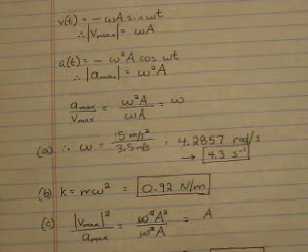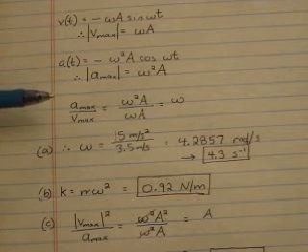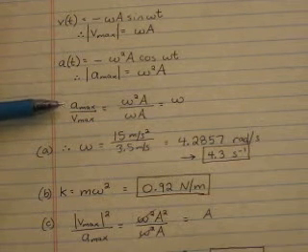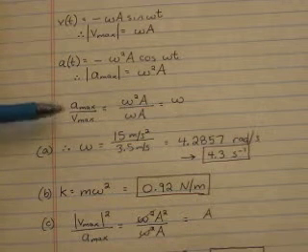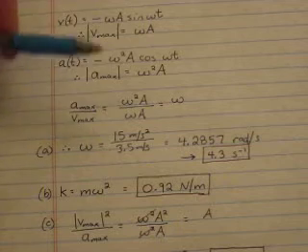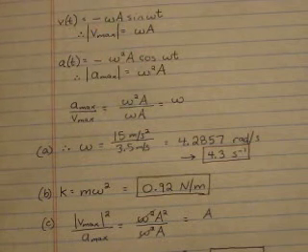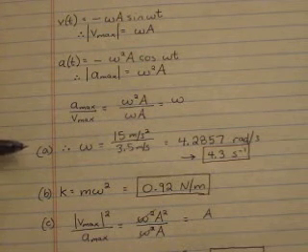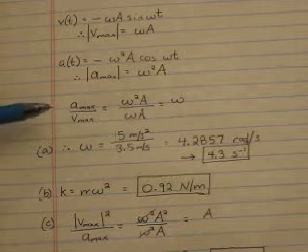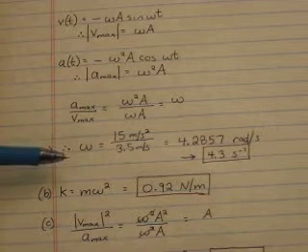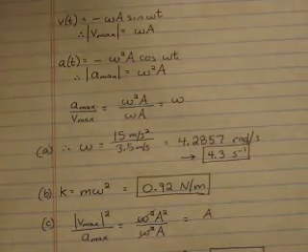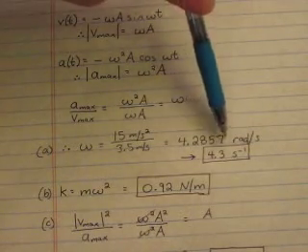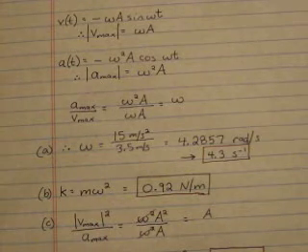Now, one way you can find omega is to recognize you have the acceleration maximum divided by the velocity maximum, omega squared A divided by omega A, and that'll give you a value for omega. So we can say omega is the acceleration maximum divided by the velocity maximum, 15 divided by 3.5, and we get, rounded off, 4.3 radians per second.